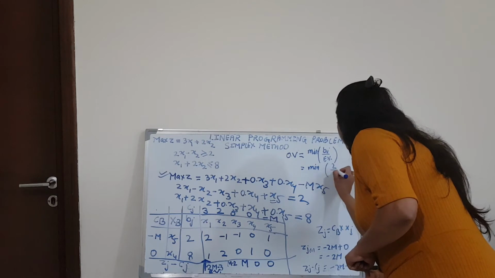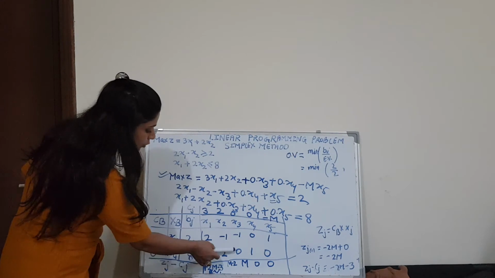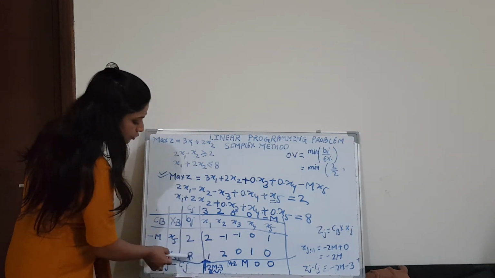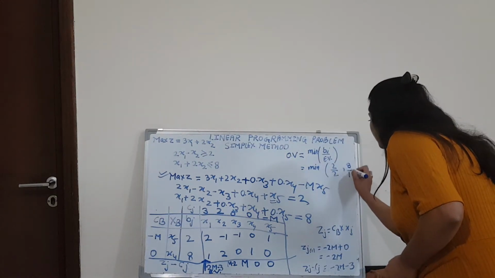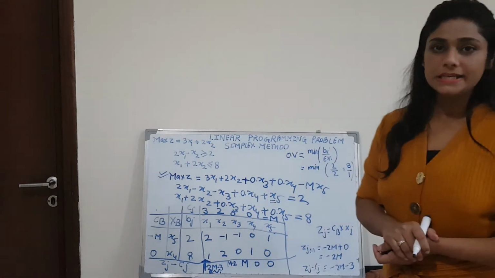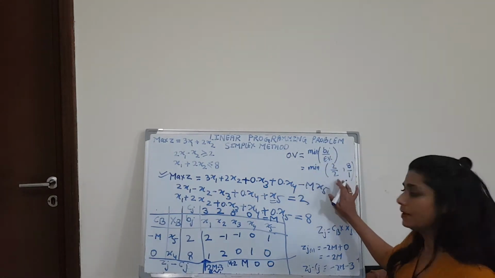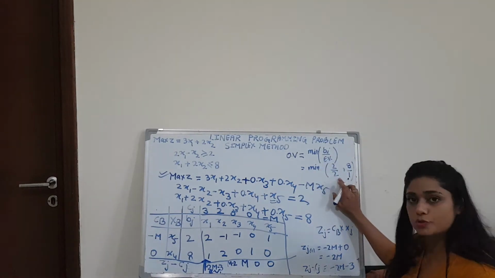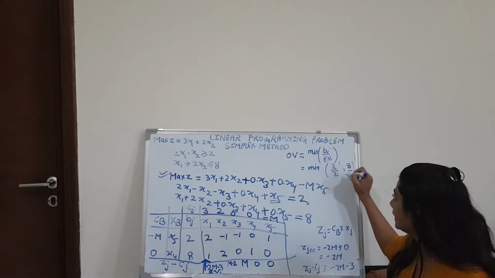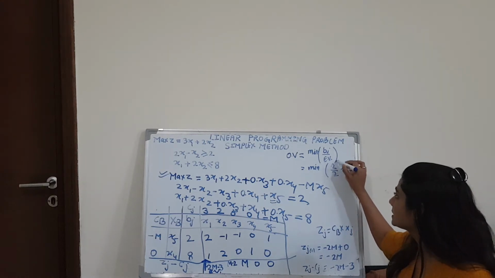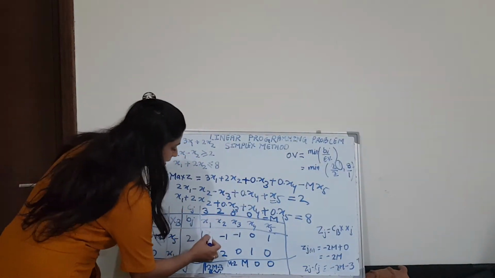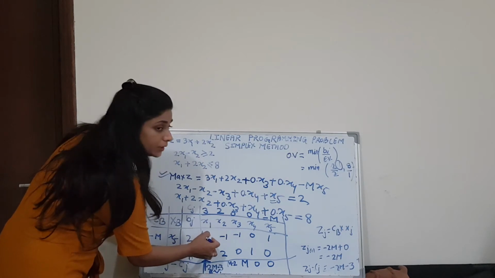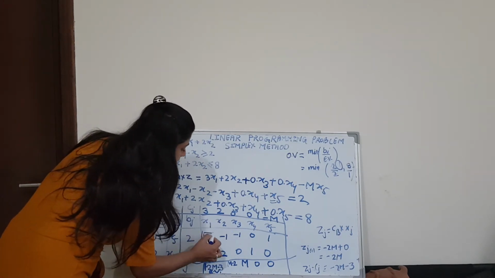So 2 by 2 for the first row. Minimum 2 by 2, comma, for the second row minimum Bj upon entering vector, so 8 by 1. Now we have to select the minimum value in both of them. So the minimum value is this 2 by 2. 2 by 2 is 1 and here 8. So in 1 and 8 the minimum is this 1, which we are getting from this row, 2 by 2. We are getting the outgoing vector from here, so we will make a box here.